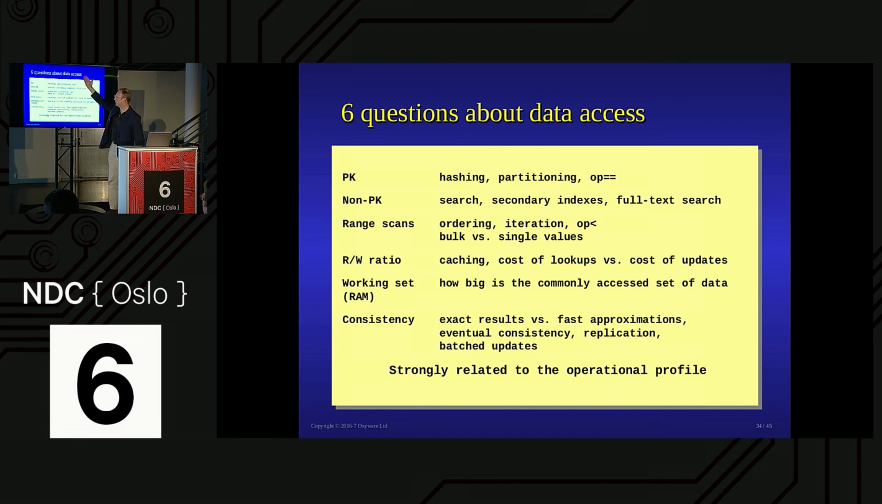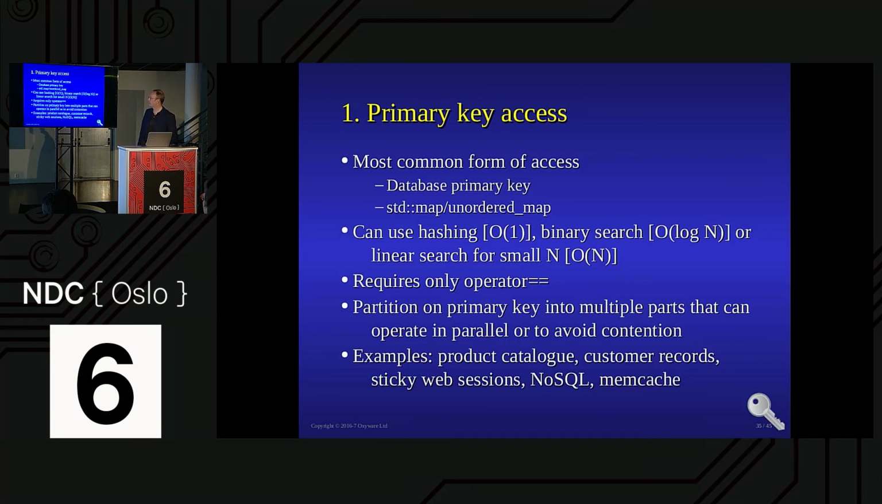Primary key lookup, non-primary key lookup, range scans, read-write, working set, and consistency. So, primary key access, the most common form of access. Database primary key, that's a classic example. So, unordered map or map, classic example. I'm just looking that thing up.